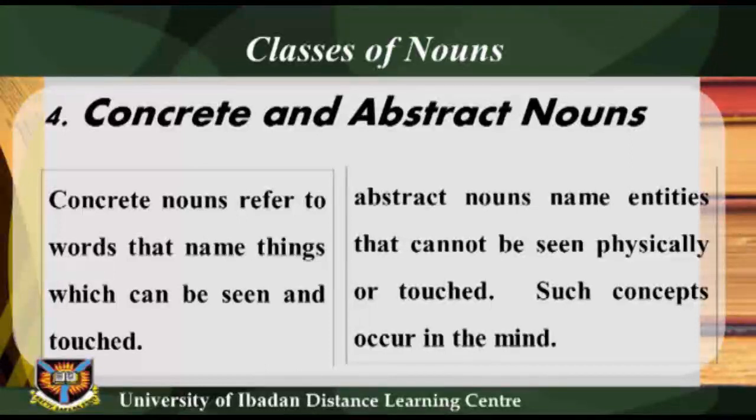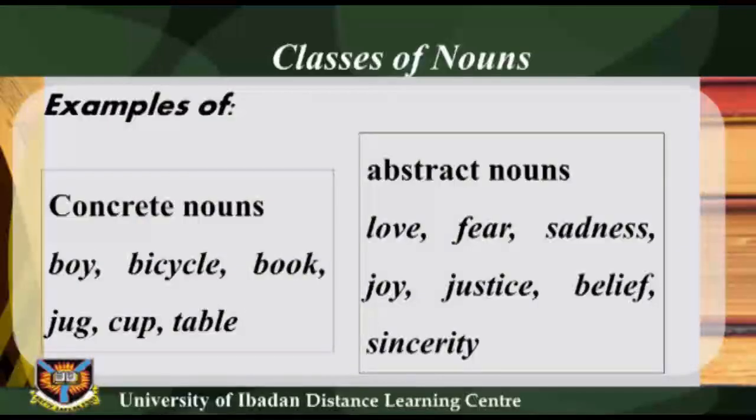For instance, beauty and fate are abstract nouns because we may know that a thing is beautiful, but we may not be able to extract the beauty from the thing. We can also say that a person has fate, but we cannot see or touch that fate. Thus, such words are called abstract nouns because they name entities that cannot be touched. Other examples of abstract nouns include love, fear, sadness, joy, justice, belief, sincerity, etc.